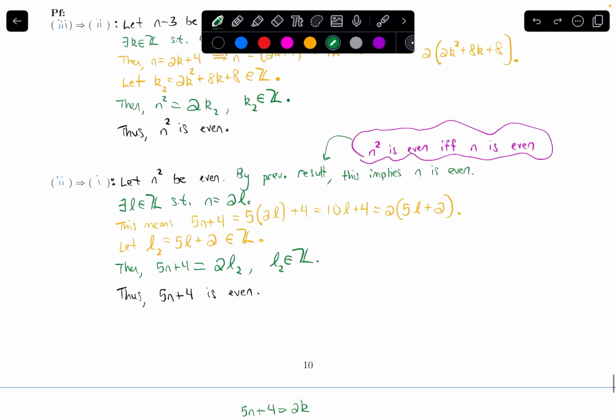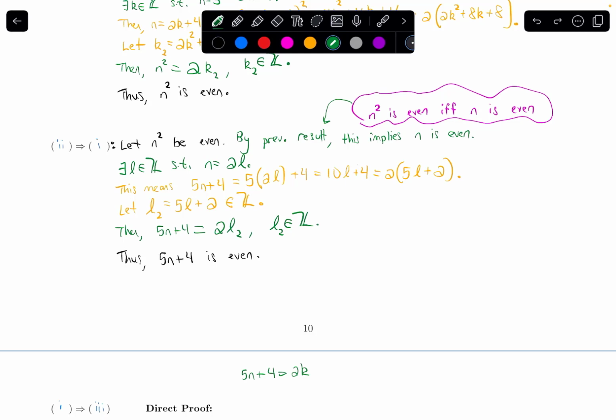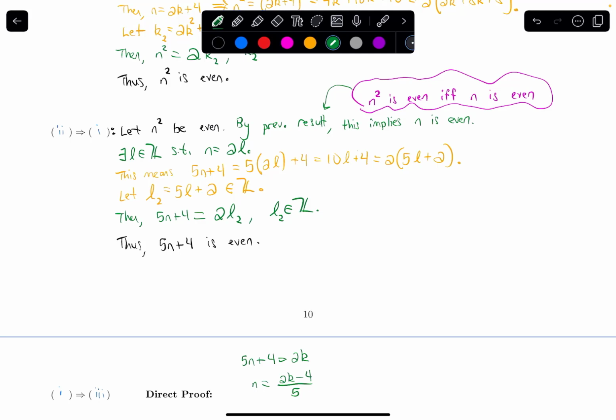So if I try to isolate n, I have to subtract 4, and I'll get 2k minus 4, divided by 5. But if I look at this fraction, it's unclear if this is even going to be an integer at this point. Unclear if it's an integer or not. We're not sure, so I'm going to put a sad face about that.